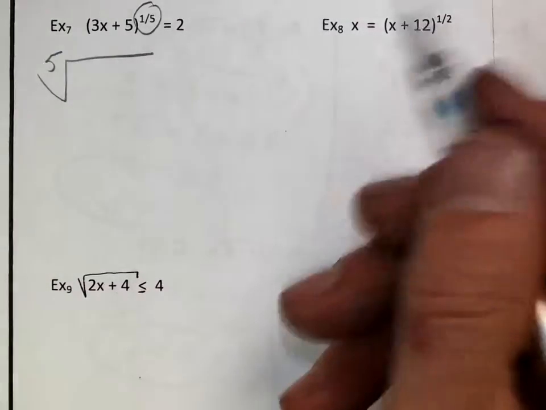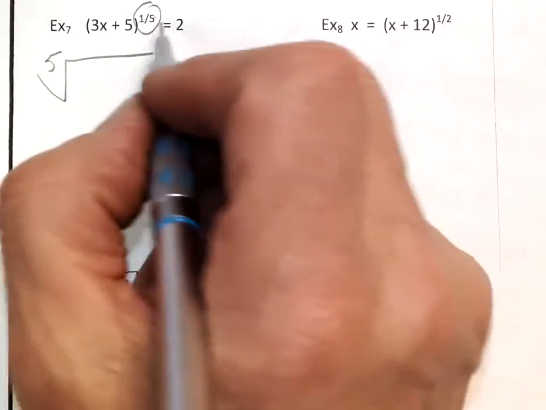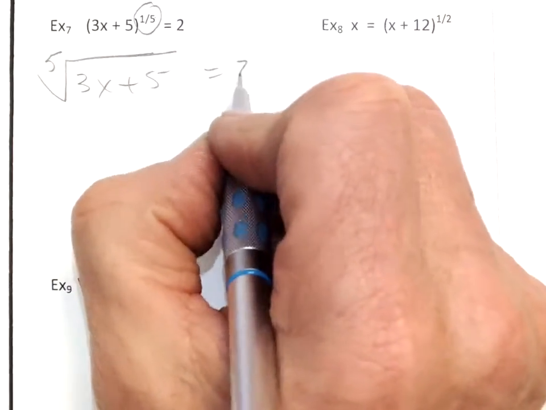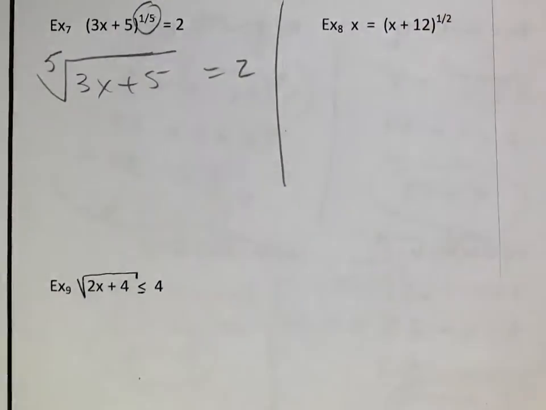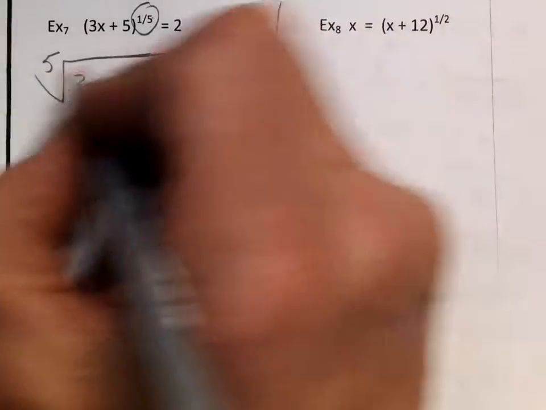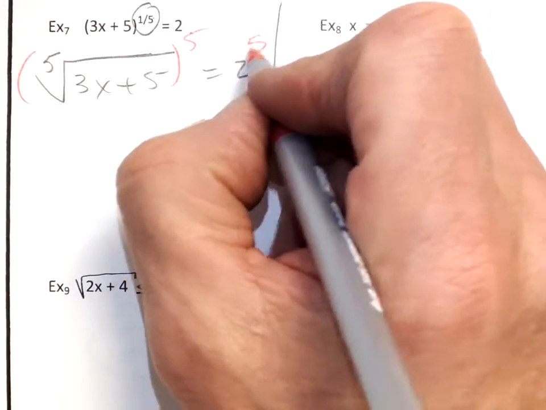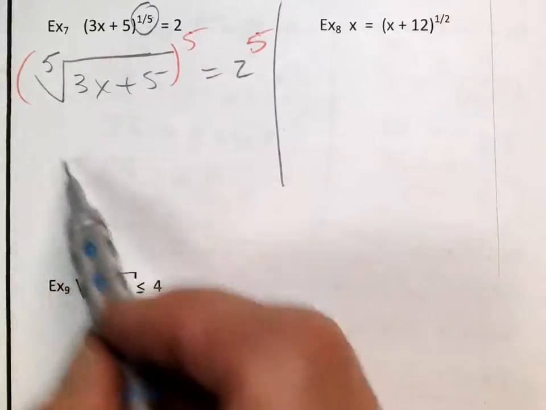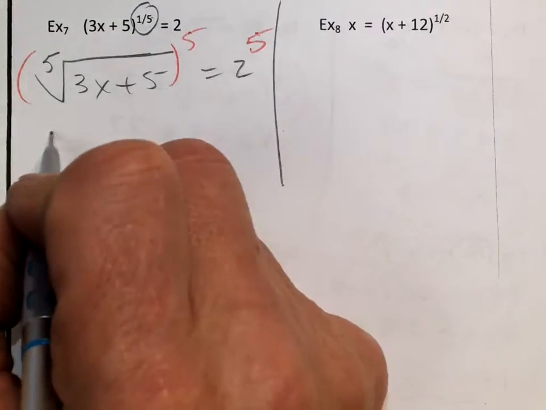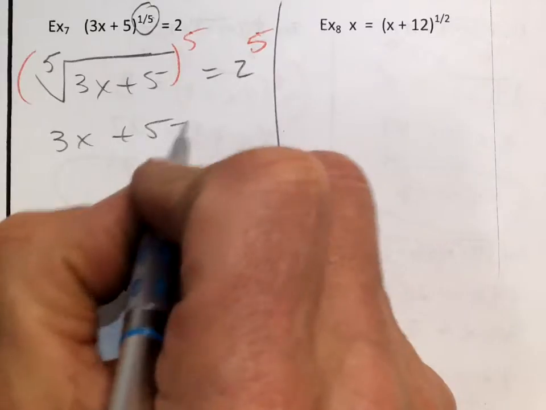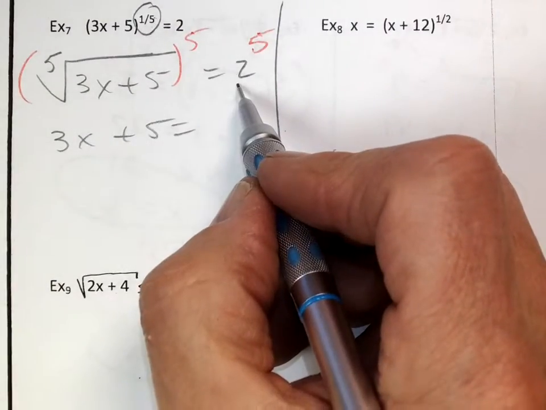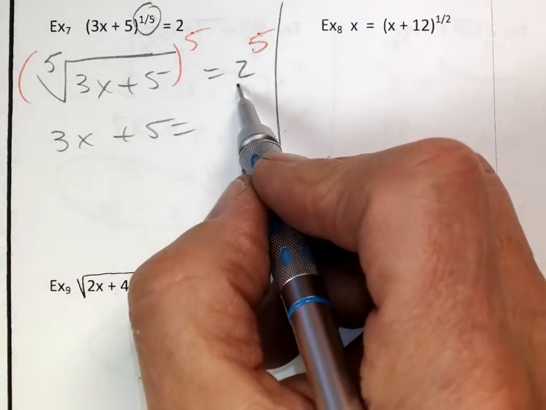1/5 power does mean the same thing as a 5th root. So we rewrite as the 5th root of 3x plus 5 equals 2. And just like we've been doing, we're going to undo the 5th root. So I'm going to take it to the 5th power, okay? So we take it to the power of 5 and the power of 5. The power of 5 with the 5th root just cancels each other out, and you're left with 3x plus 5. And 2 to the 5th is 32. 2 times 2 is 4, times 2 is 8, times 2 is 16, times 2 is 32.